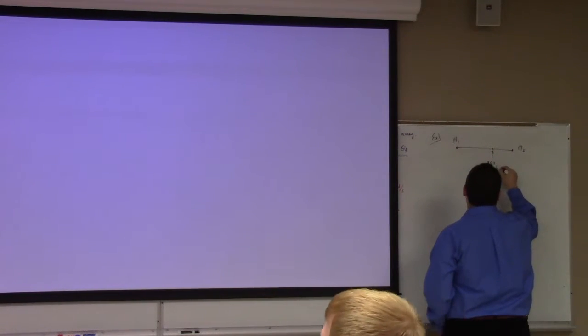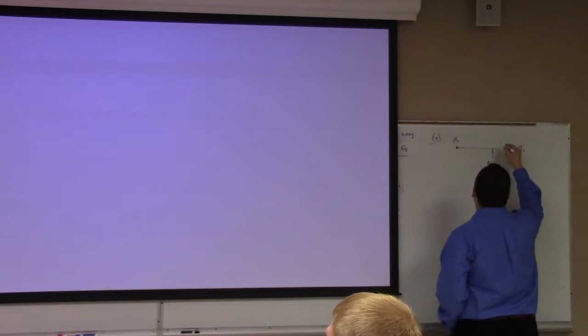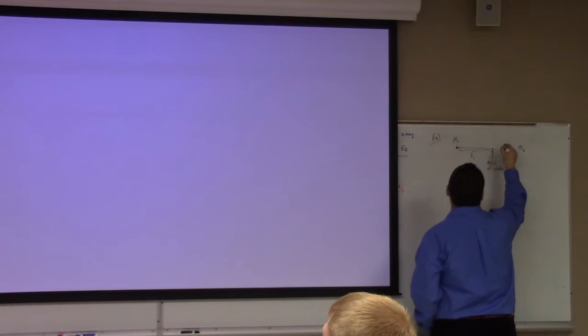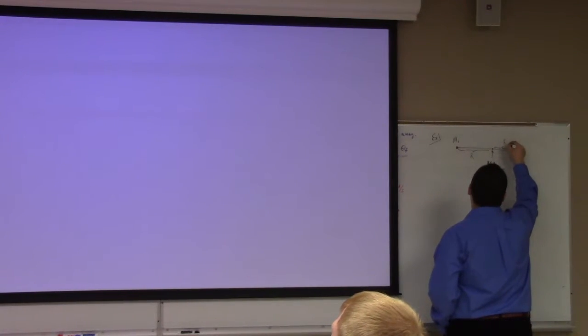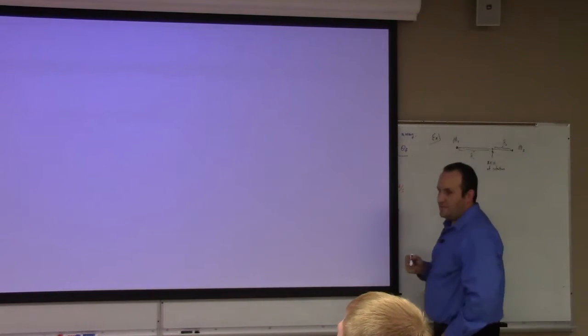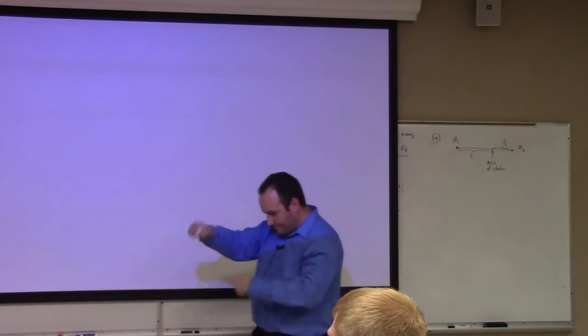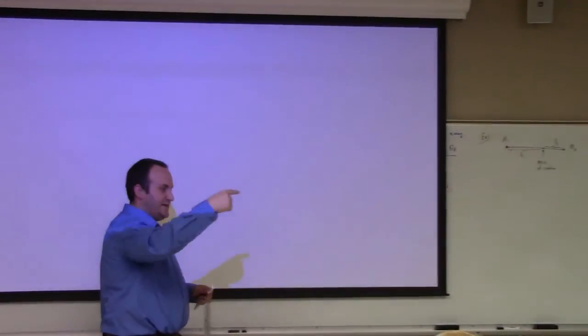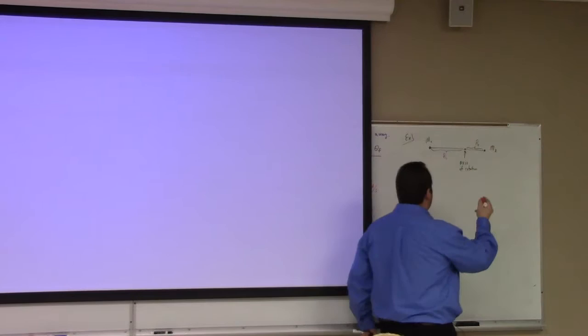You have M1 and M2, and here you have the axis of rotation. Let's suppose that this distance is R1, this distance is R2, and suppose the thing is spinning with angular velocity omega. What's its kinetic energy? Assuming that the rod which connects the masses has negligible mass.